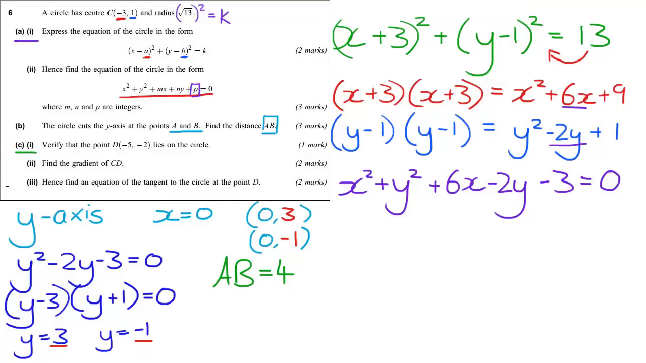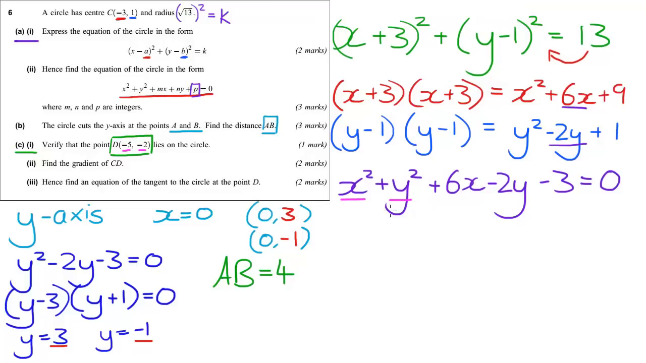Let's move on to question C. Verify that this point D lies on the circle. The way that we do that is by simply putting the x coordinate where x is and the y coordinate where y is in this equation, or the first one, or the one that we were given right at the beginning, or worked out right at the beginning.